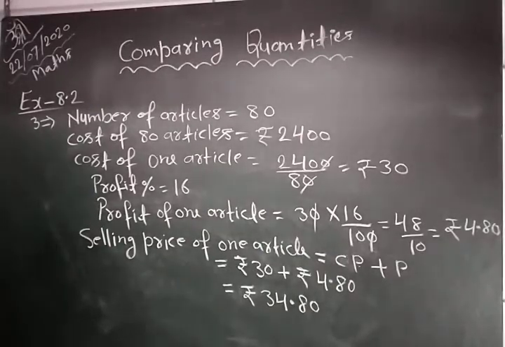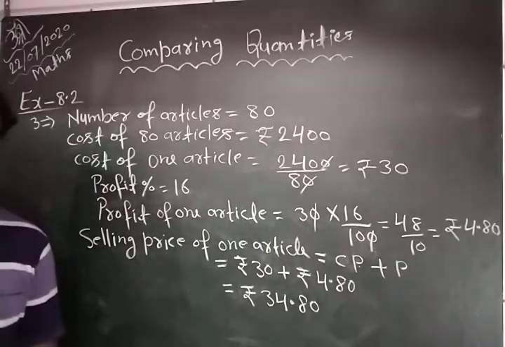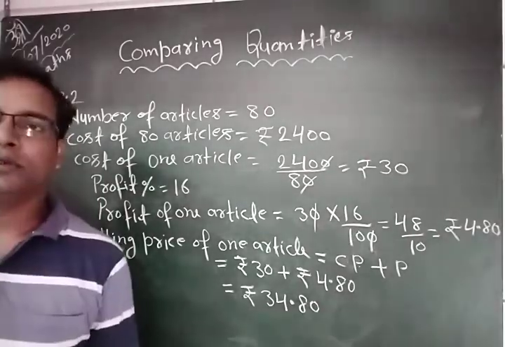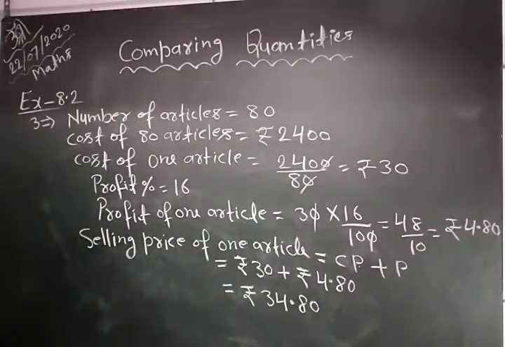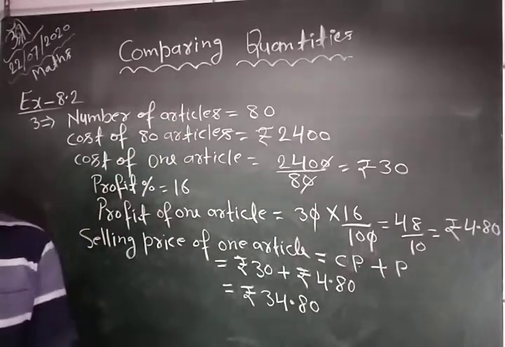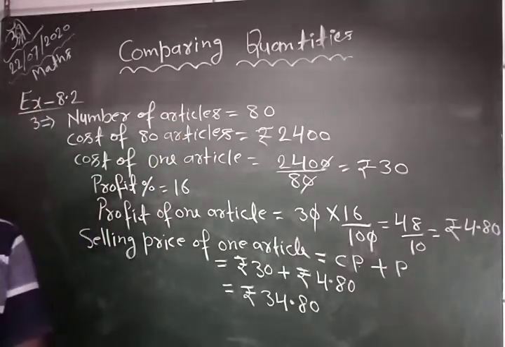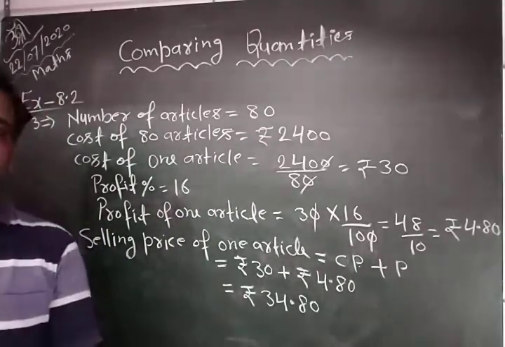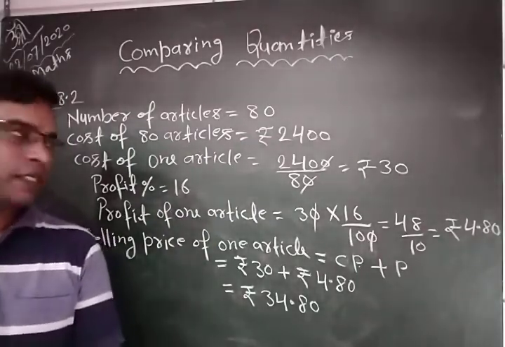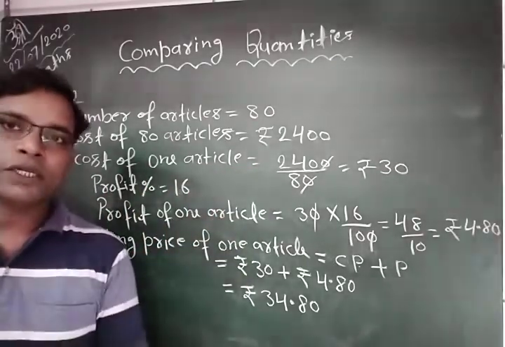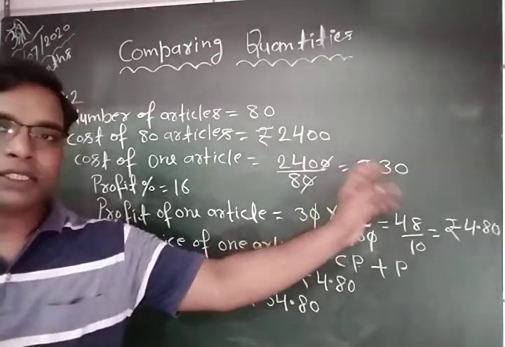Hence you can say the selling price of each article is 34.80 rupees. In this question, the number of articles is given: 80 articles, and the cost price of 80 articles is also given, 2400 rupees. So first we find the cost of one article. If you divide 2400 by 80, you find 30 rupees. Cost of one article is 30 rupees.